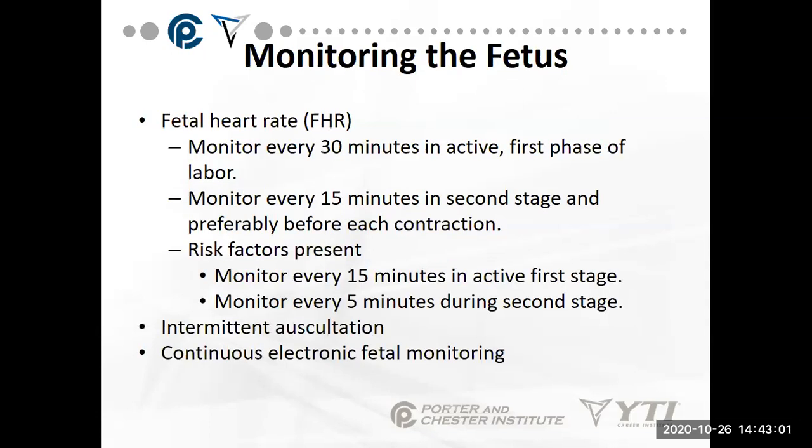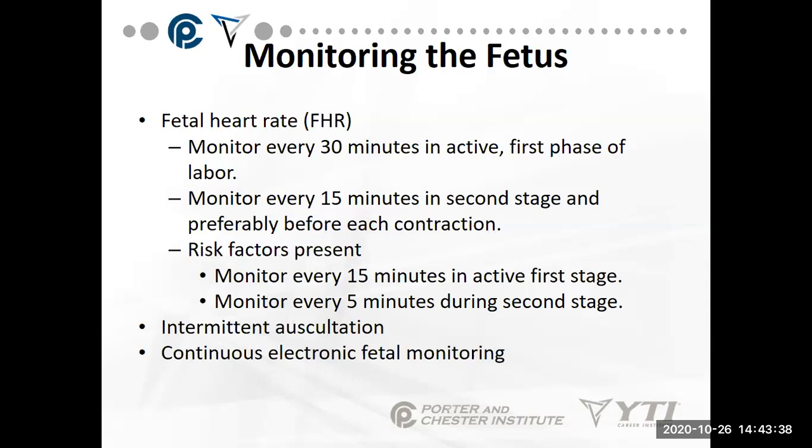Okay, so now when you're monitoring the fetus, you're looking at the fetal heart rate. Monitor every 30 minutes in the active phase of the first stage of labor. You want to monitor every 15 minutes in the second stage of labor, and preferably before each contraction. If any type of risk factor is present, you want to monitor every 15 minutes in the active first stage, and then every 5 minutes during the second stage. And then you have the intermittent auscultation, and also the continuous electronic fetal monitor when you're monitoring the fetal heart rate.